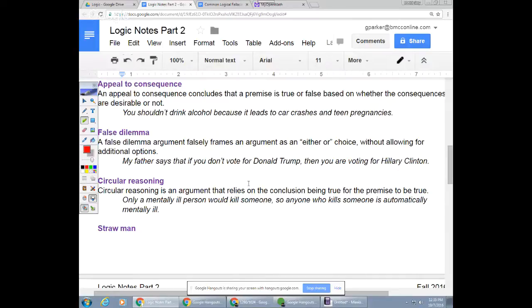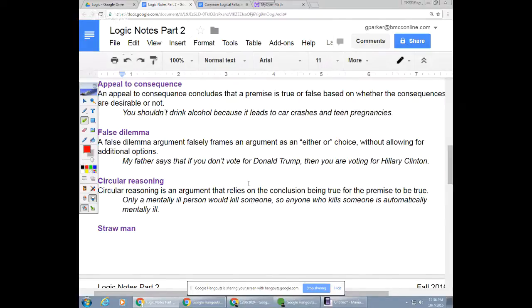Circular reasoning, and this is one that happens a lot, and a lot of times it happens because we have ideas stuck in our head that have been kind of drilled into us in various places. Like, only a mentally ill person would kill someone, so anyone who kills someone is automatically mentally ill. No, that's not true. Okay, we could draw a Venn diagram and show it's not true.